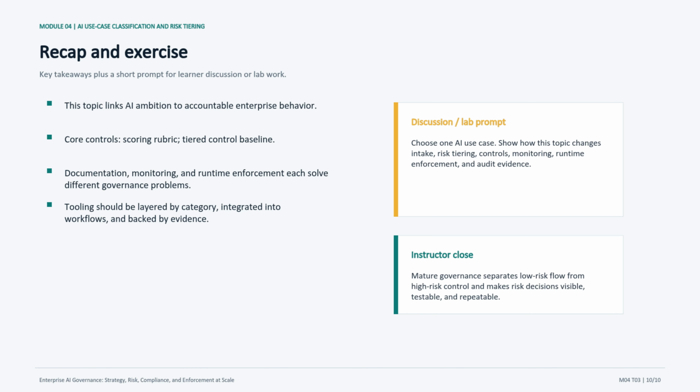For the exercise, I would have learners choose one AI use case and walk through intake, risk tiering, controls, monitoring, runtime enforcement, and audit evidence. The value is in making the governance path visible. When we move on, we will connect this to customer facing, employee facing, and internal use cases in AI use case classification and risk tiering.